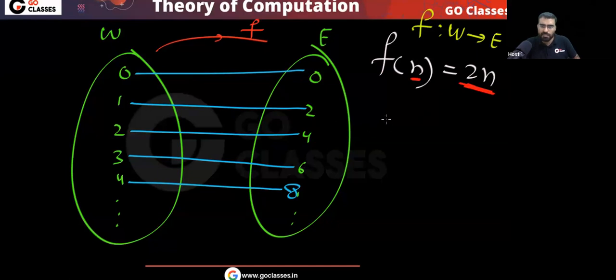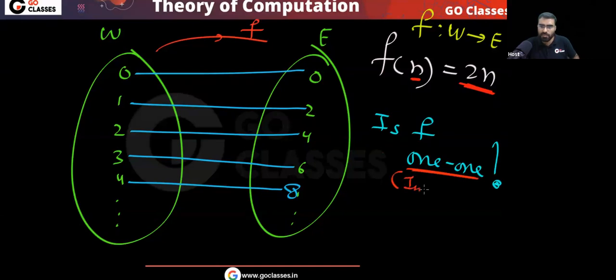Is this injective? A simple question I'm asking: is F injective? Is F one-to-one? One-to-one means injective. So tell me, is F injective? The answer is yes, because every two different elements have different images. Agree? Yes or no? The answer is yes.